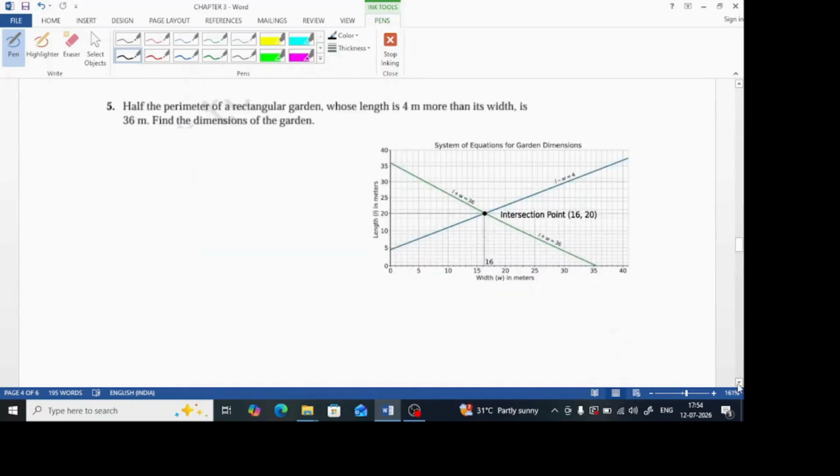Now question number 5th. Half the perimeter of a rectangular garden whose length is 4 meter more than its width is 36 meter. Find the dimensions of the garden.